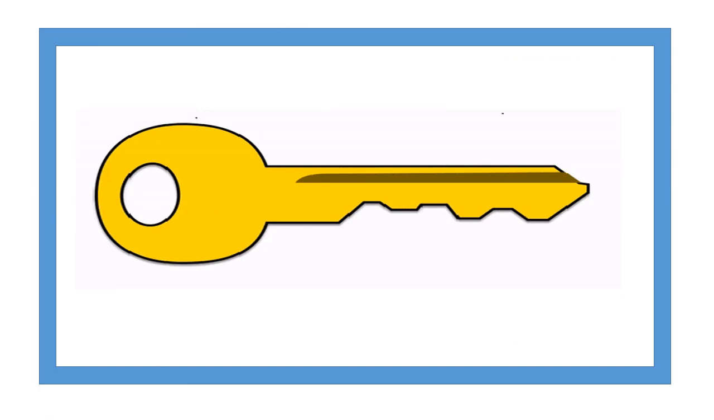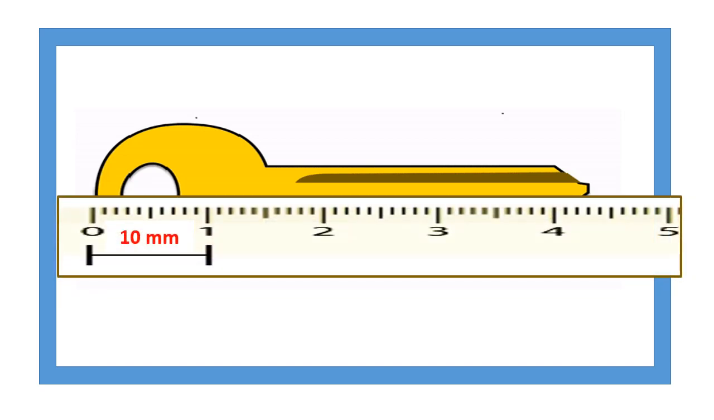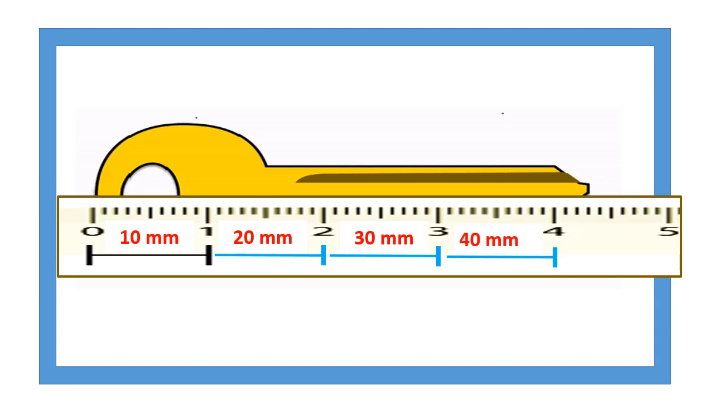Let us measure the length of this key in millimeters. Remember, 1 centimeter is 10 millimeters. So after 0, 10 millimeters, 20 millimeters, 30 millimeters, 40 millimeters plus single lines 41, 42 and 43 millimeters. So the length of this key is 43 millimeters.